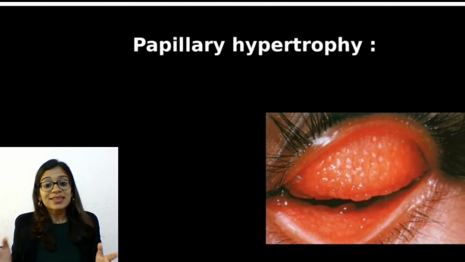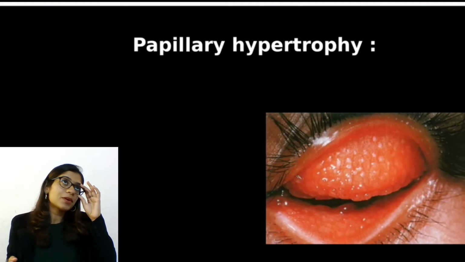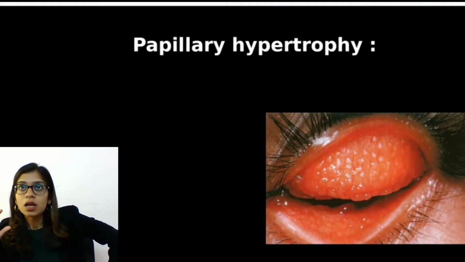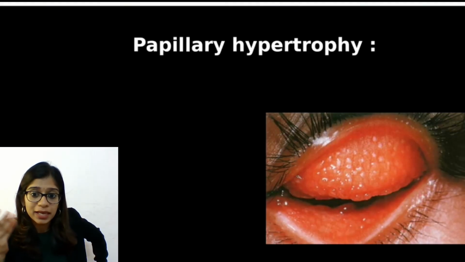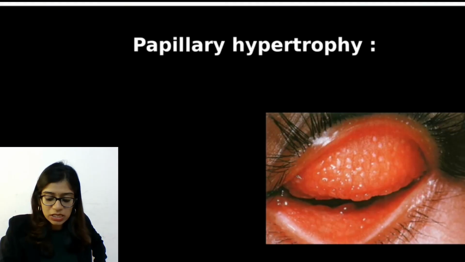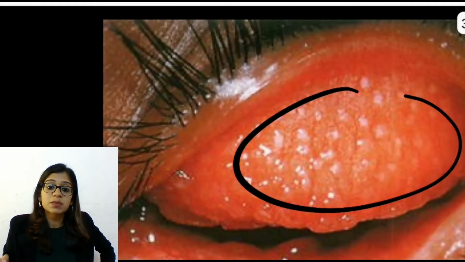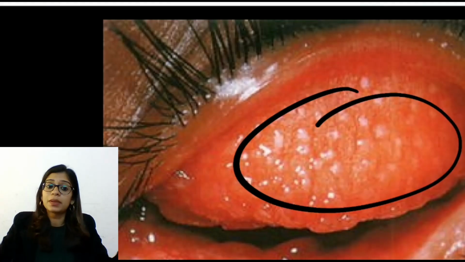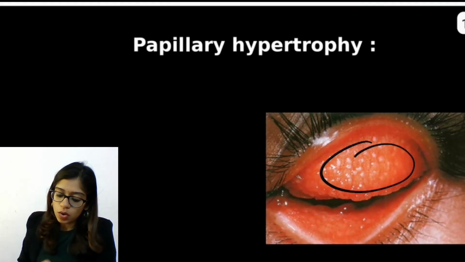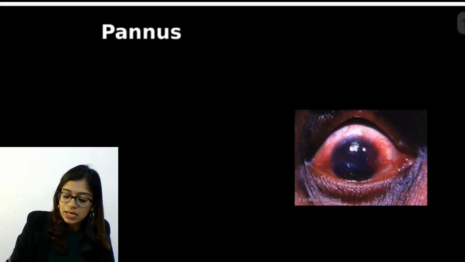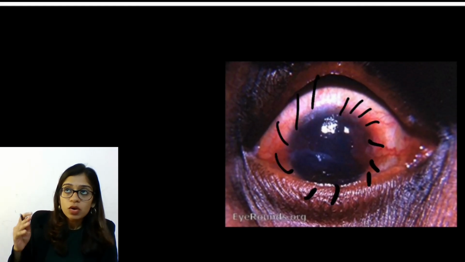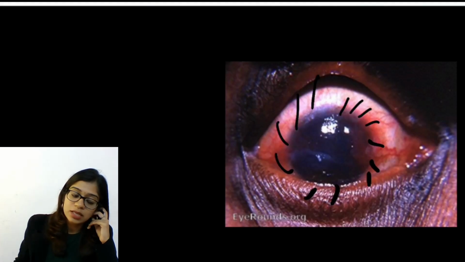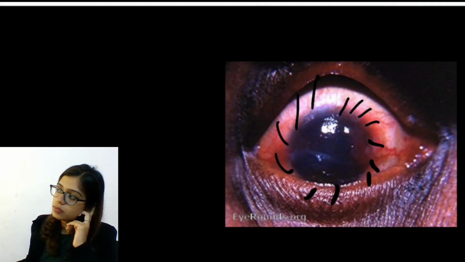Next is papillary hypertrophy. There are tissues which have small blood vessels, called papillae. Again because of immune response, you can see papillary hypertrophy in the palpebral conjunctiva. Next is pannus. Pannus means you can see neovascularization around the cornea. The cornea is an avascular structure, and nothing should disturb it.